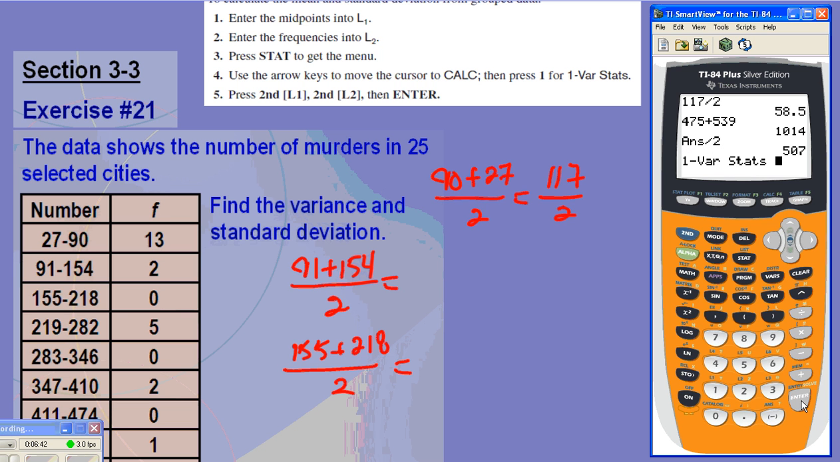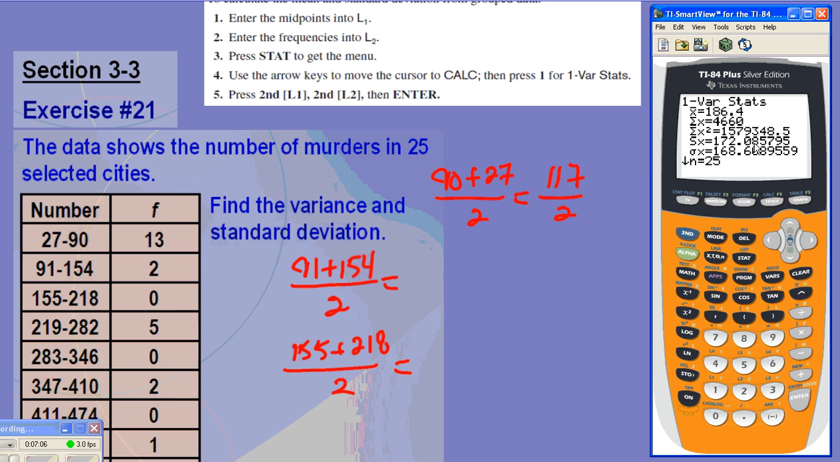And once we get in number 1, remember we want to do of L1. So we say second L1, comma, second. And you notice L2 is the number 2 key. So we press L2, followed by the enter key. And what we get on our screen is the mean of the data set.